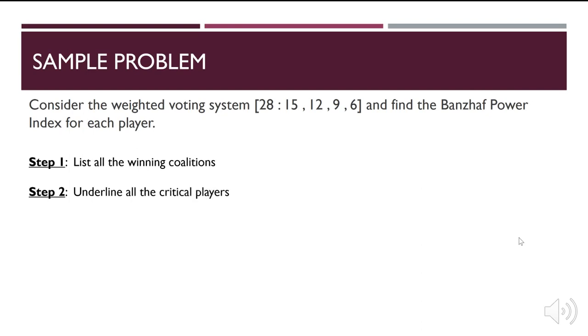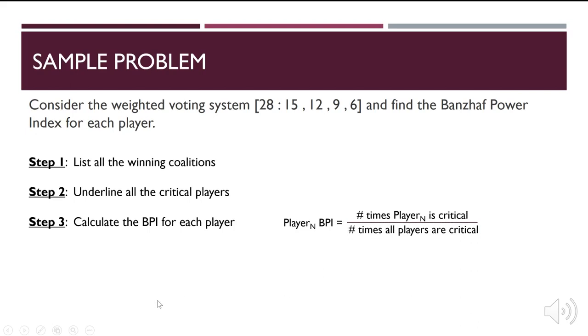So here is our sample problem we're going to work through. It is a weighted voting system, and you should note that we have a quota of 28. So there's our quota. And these are our 4 players in the system. And they go respectively from left to right: player 1, player 2, player 3, player 4. And our goal is to find the Banzhaf Power Index for each player.